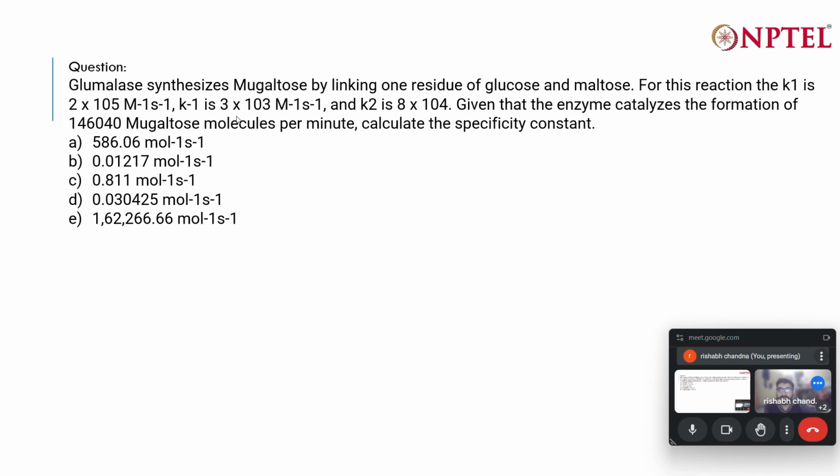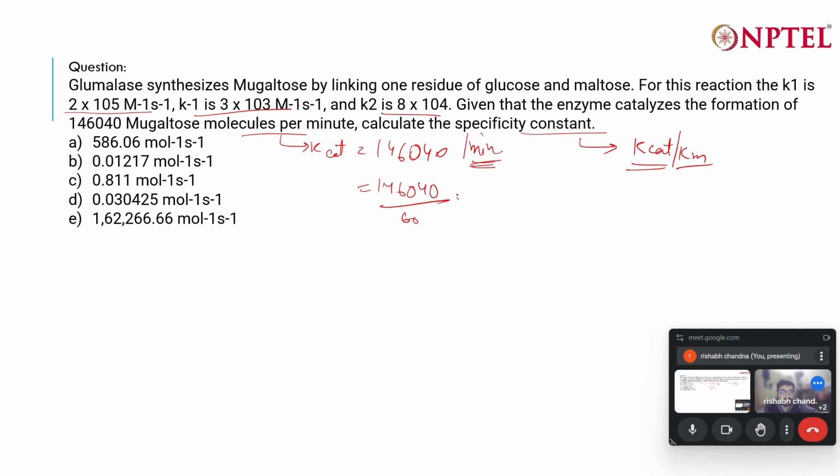Okay, let's see. So you are given K1, K minus 1 and K2. And this is the Kcat that is given. So this is 16040 per minute. Now we have to calculate the specificity constant, that is Kcat by Km. For calculating this, we have the Kcat, but we need it in seconds. So that would be 16040 by 60. So this would be second inverse.